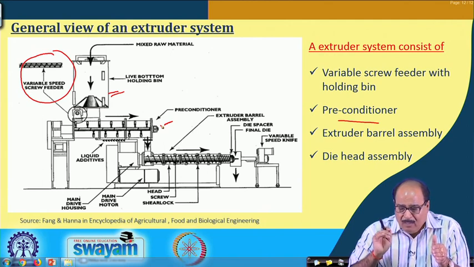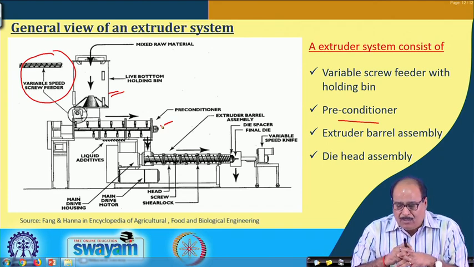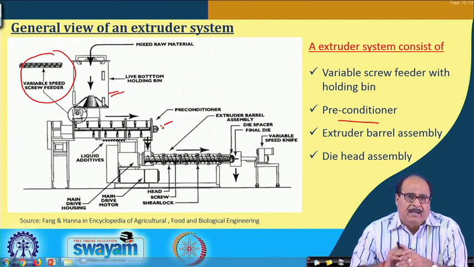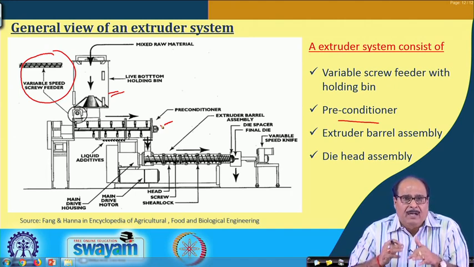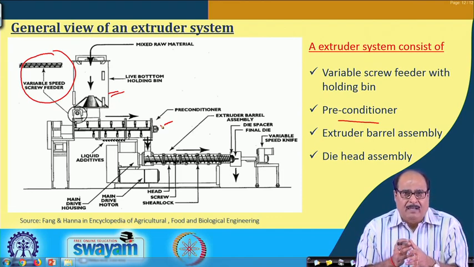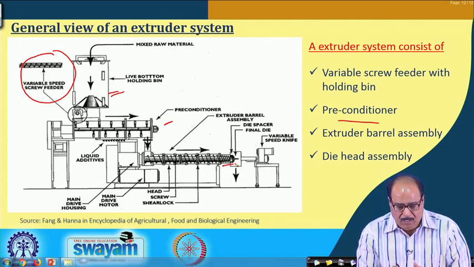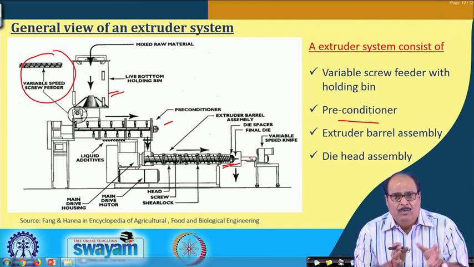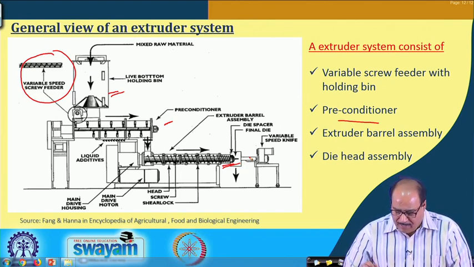From the preconditioner, the material is further moved to the extrusion barrel assembly, and inside the extruder barrel the appropriate conditions of the product, of the process and system parameters are maintained to get the desired characteristics in the end product. And finally, you see the die head assembly here. A specially designed die is provided toward the end of the barrel assembly, through which the material is forced and you get the desired products of desired characteristics.